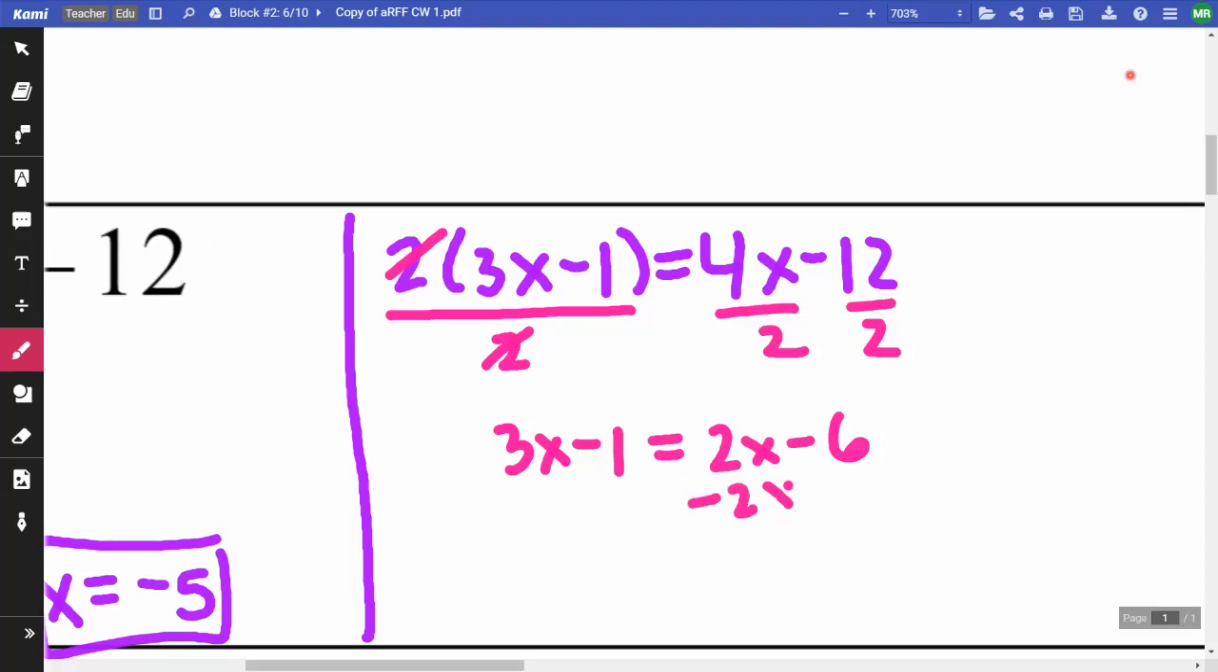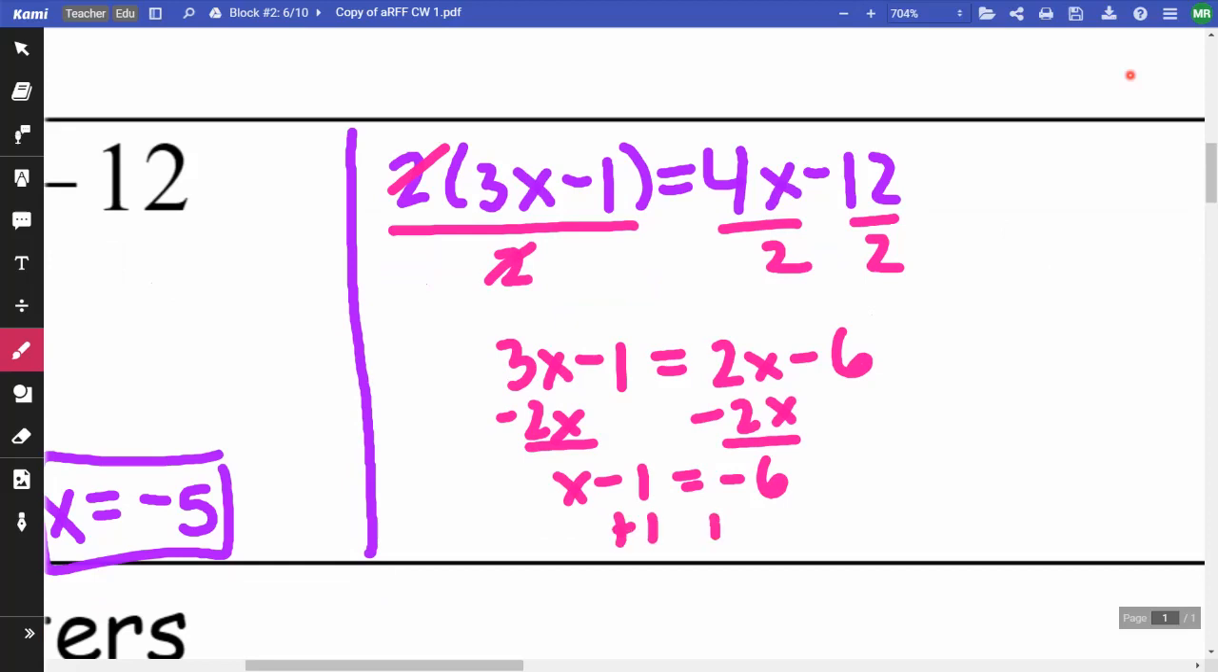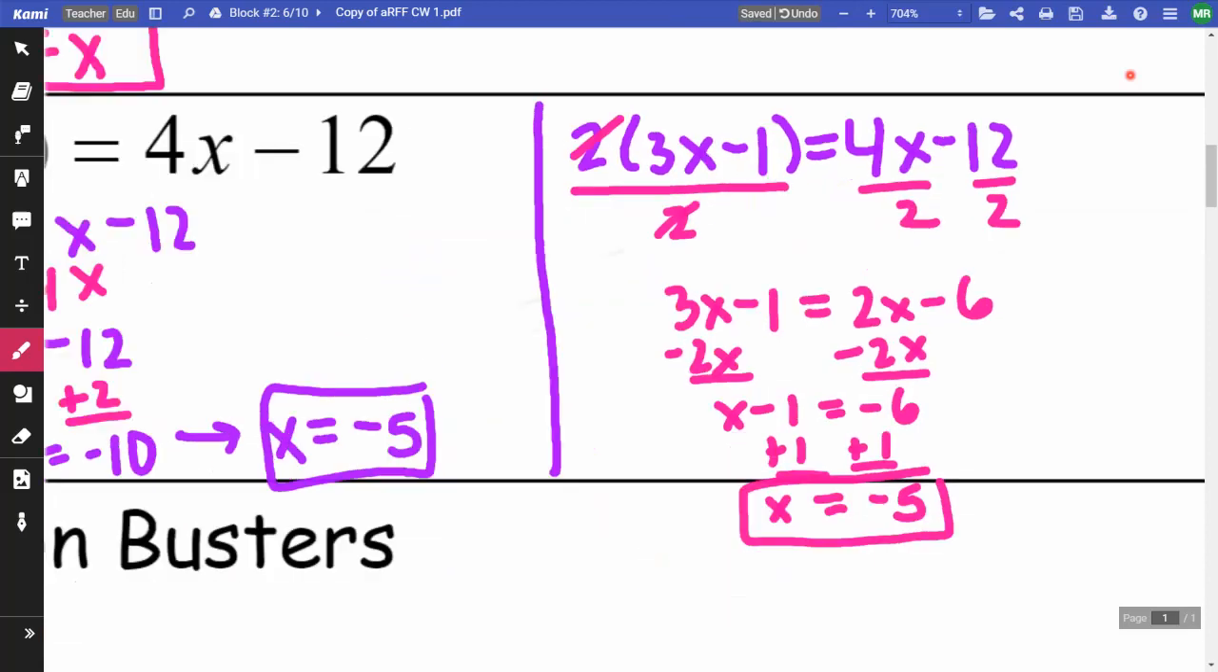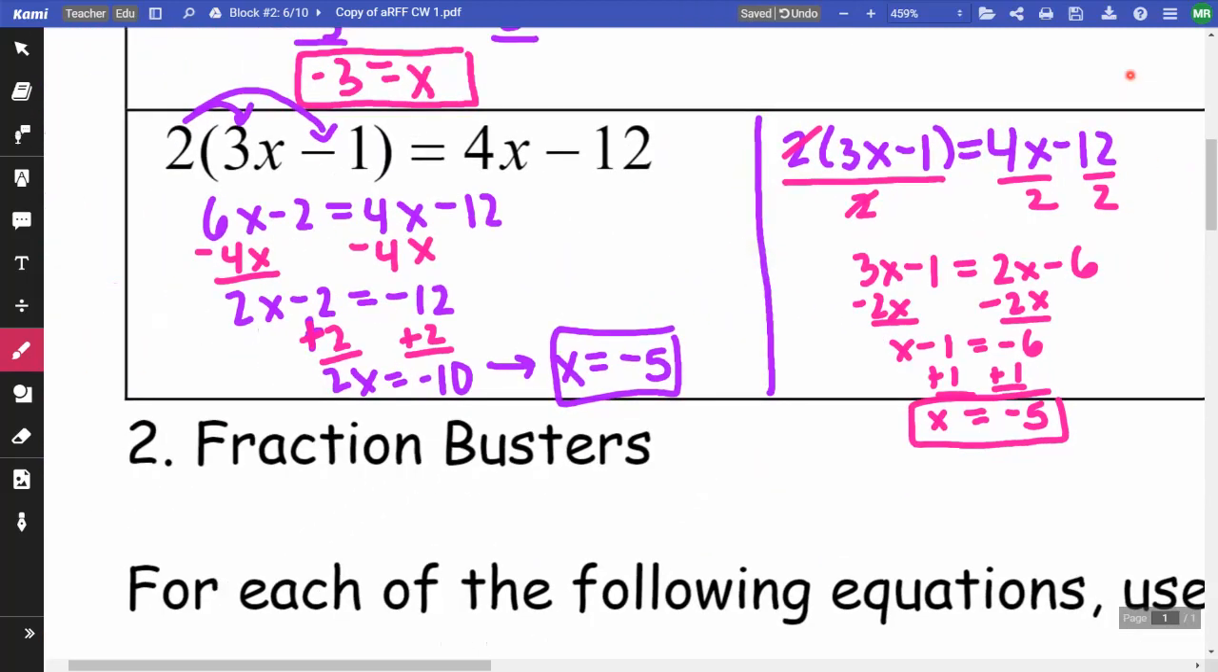I'm going to minus 2x from both sides. I'm going to get x minus 1 equals negative 6. I'm going to add 1 to both sides. And I get x is equal to negative 5. So you see I got the same answer. So either way, you get the same answer. You can either distribute that first or you can divide. Now, you're not going to divide if you have something else being added or subtracted outside of your parentheses.